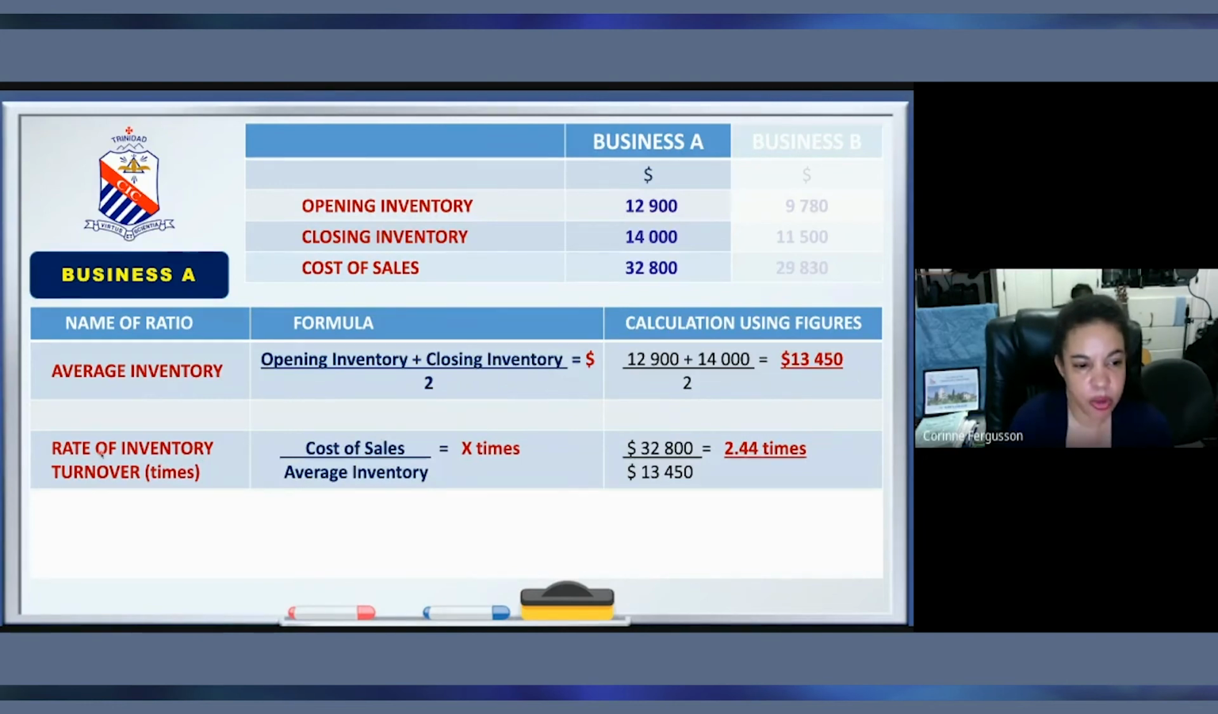Now we could work out our rate of inventory turnover in terms of times. Very simple formula. It's your cost of sales, which is given here as 32,800, over the average inventory that you would have calculated above, so over the 13,450. The answer you got would be 2.44 or 2.4, depending on how many decimal places you rounded it off to, and make sure that you have times. So for business A, the rate of inventory turnover was 2.4 times.